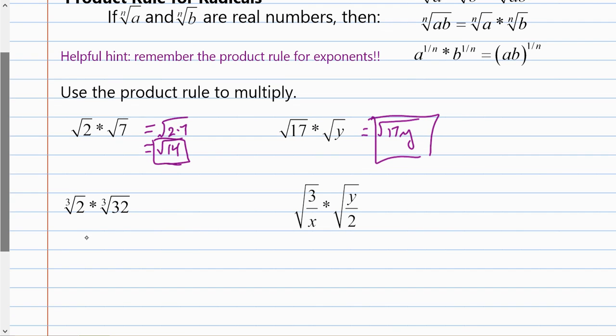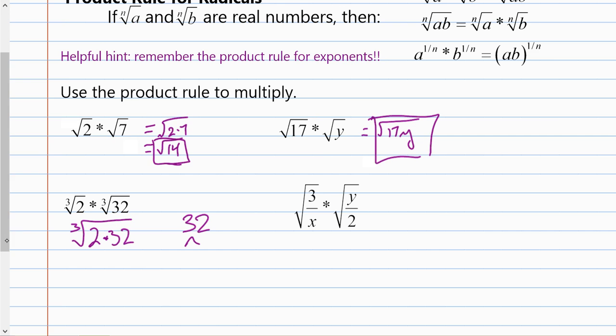If I scroll down a little bit, now I have the cube root of 2 times the cube root of 32. As it stands right here, I can't do anything with that 2, so I am going to multiply these together and put them under the same radical. I get the cube root of 2 times 32. Now at this point, I don't know if I can do anything with this. I could multiply to get 64, but maybe off the top of my head I don't know what the cube root of 64 is. So instead I'm just going to write a factor tree for that 32.